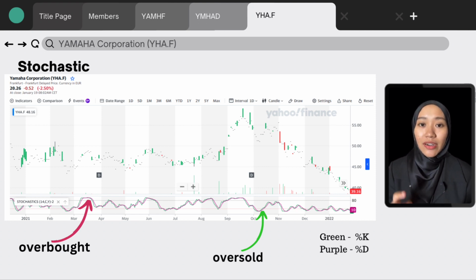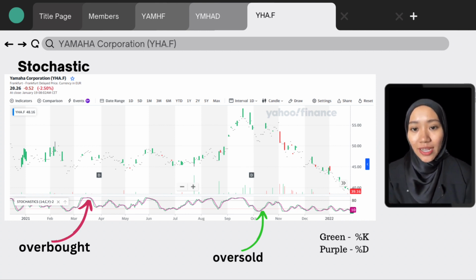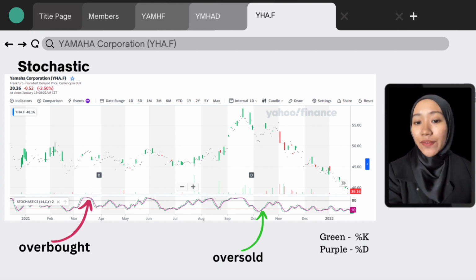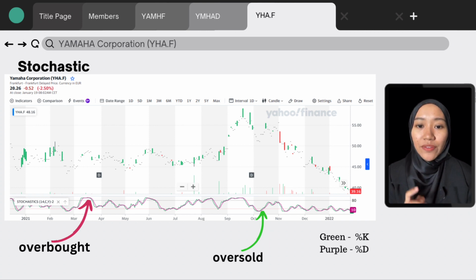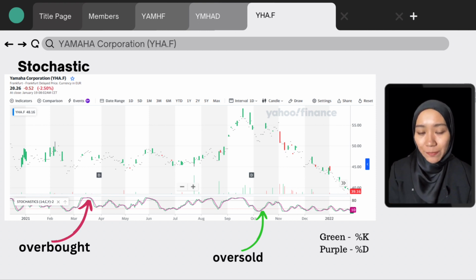The chart represents the black color as the 80 line, while the red color is the 20 line. If the indicator is above 80, it means overbought, so we can consider that the asset may be in correction in terms of the price, while if the indicator is below 20, it means oversold, because the asset is in a bounce correction.